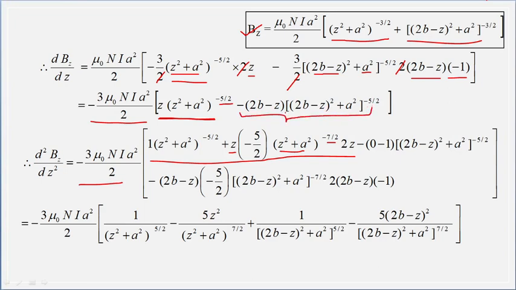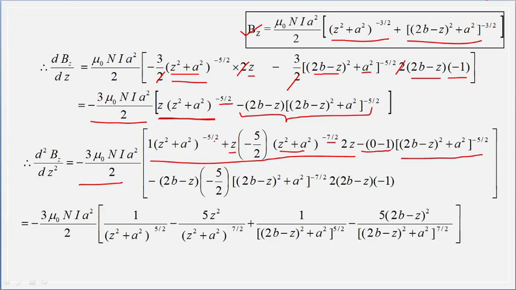This term you have to differentiate. Then here again same way, minus sign is there. Then derivative of first term, 2b minus z. Derivative of 2b is constant, minus z is minus 1. So we have to differentiate this. Minus is there, and what is minus 1. And into second term, (2b minus z) square plus a square raised to minus 5 by 2. So this is a multiple, it comes as a multiple.